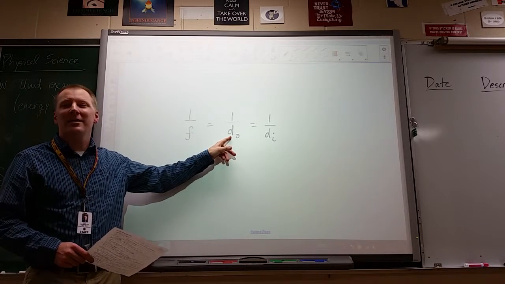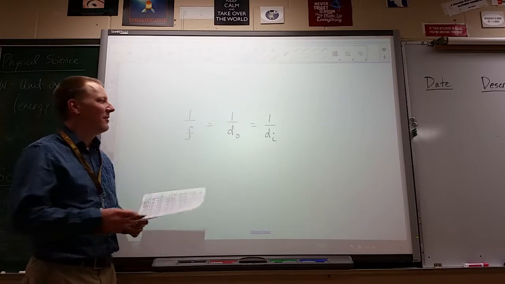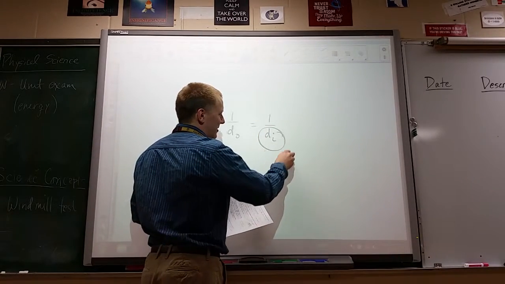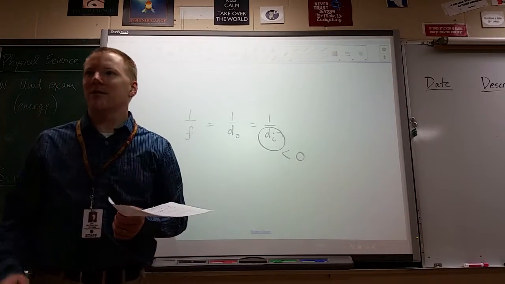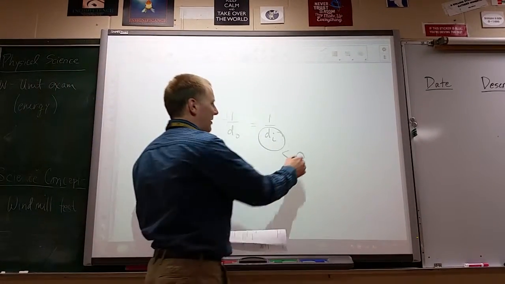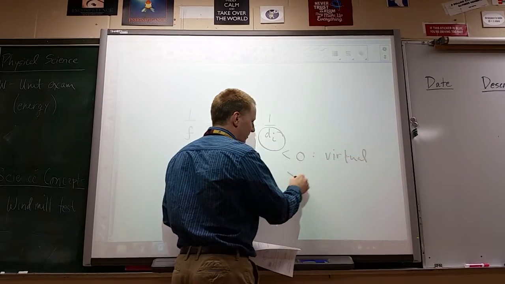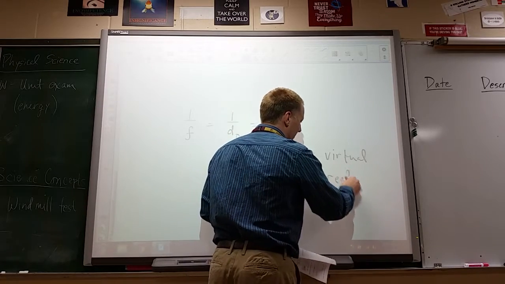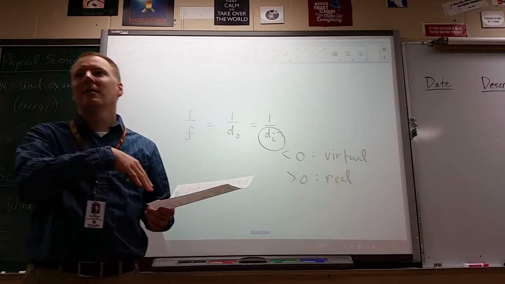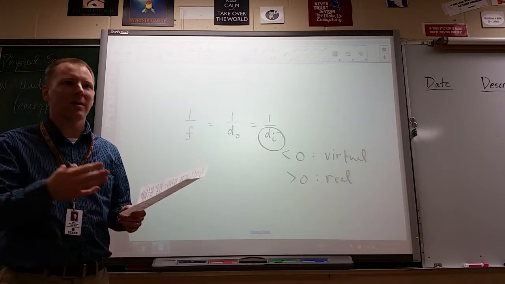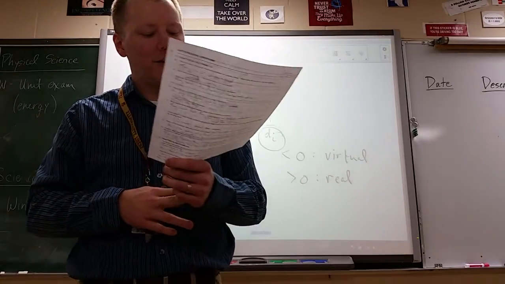Object distance, that's always positive. So what does that leave? Image distance. If image distance is less than 0, if it's negative, then it's a virtual image. If it's positive, then it's real. The real side is where the rays really meet together. The negative side is the virtual side, where we are just tracing them back to where they appear to originate behind the mirror.